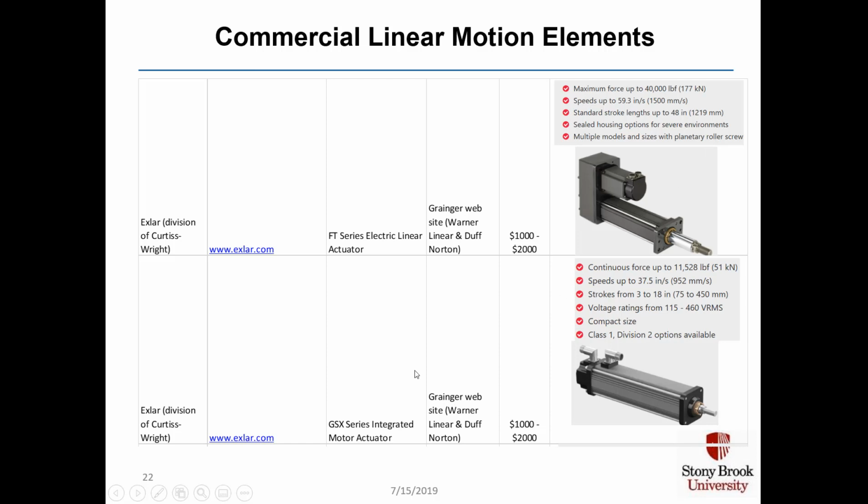Or you can buy another model called GSX Series Integrated Motor Actuator from Grainger with less force, only 11,000 and change, and slower speeds, but that'll still cost you between $1,000 and $2,000. So the moral of the story is, don't specify linear motion elements unless your design can afford it.